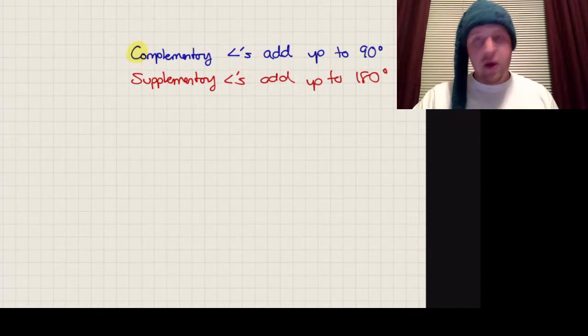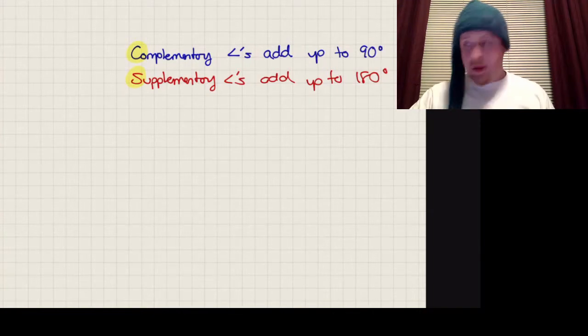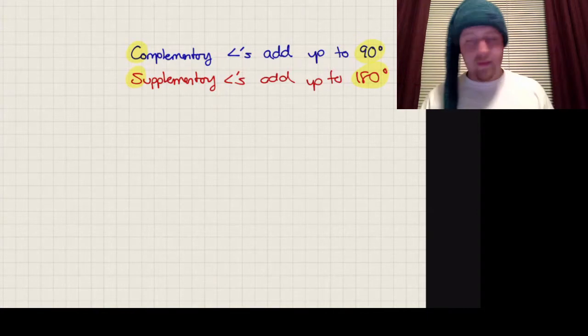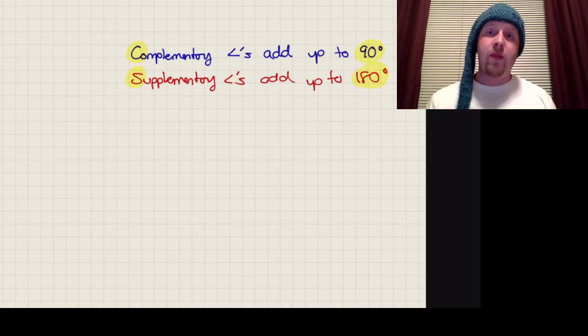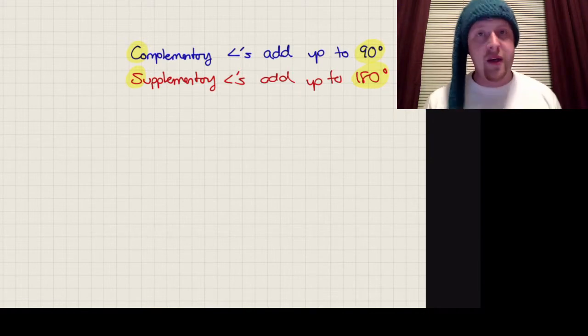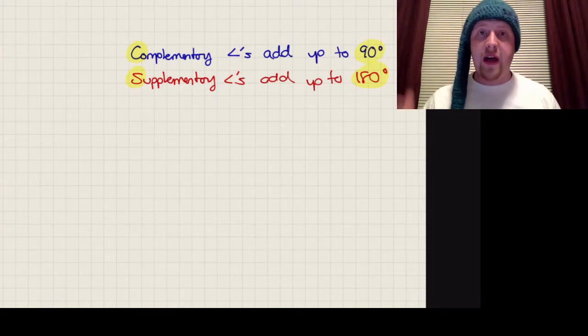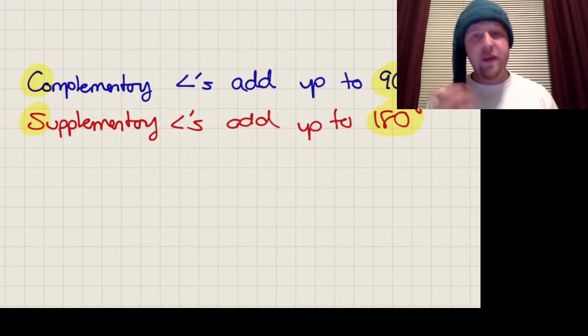C comes before S, as does 90 before 180. So C comes first in the alphabet, 90 comes first if you were to count your numbers. S comes later in the alphabet, 180 comes later if you were counting numbers. So complementary angles add up to a smaller value, 90. Supplementary angles add up to a larger value, 180. Okay, so that's kind of how I remember this idea. Okay, so something to kind of keep in mind.